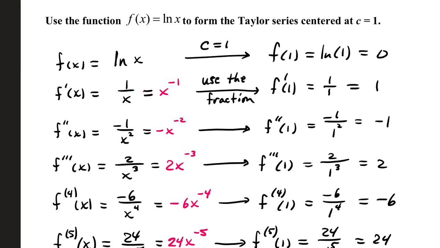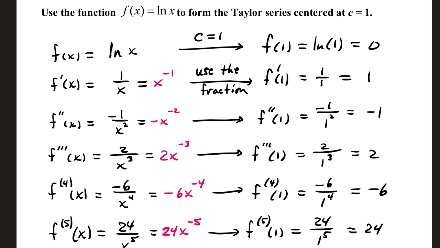Use the function natural log of x to form the Taylor series centered at c equals 1. Start with your original function and just keep taking derivatives. Derivative of natural log of x is 1 over x. The derivative of 1 over x is negative 1 over x squared. Keep taking derivatives. In red, I've written them to try to help you out. Makes it a little easier to find the derivative. That would be a positive 2, x to the negative 3, negative 6, x to the negative 4. In black, it's just the fraction form of what you see in the red.